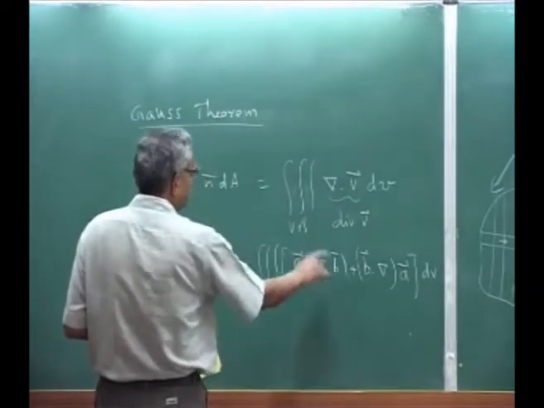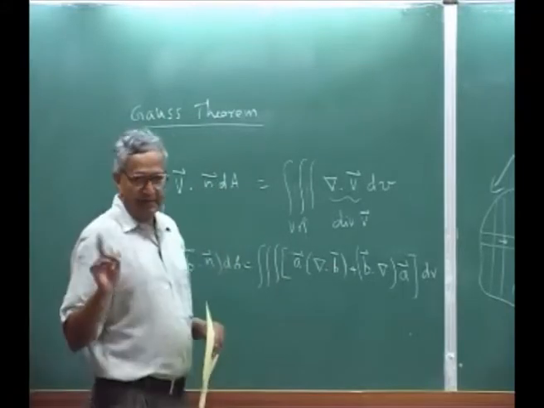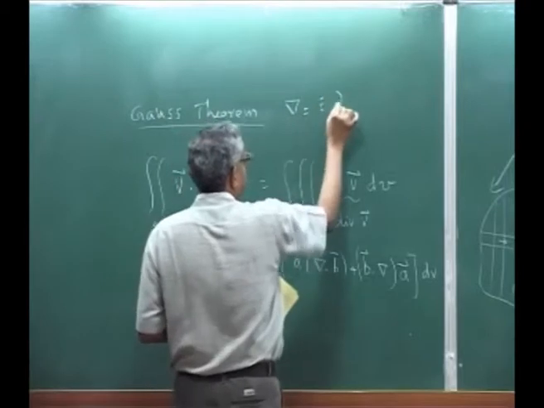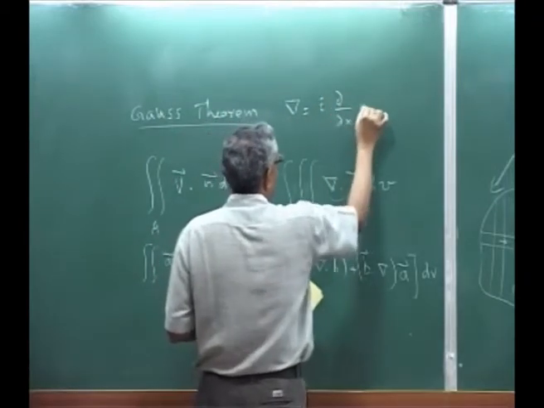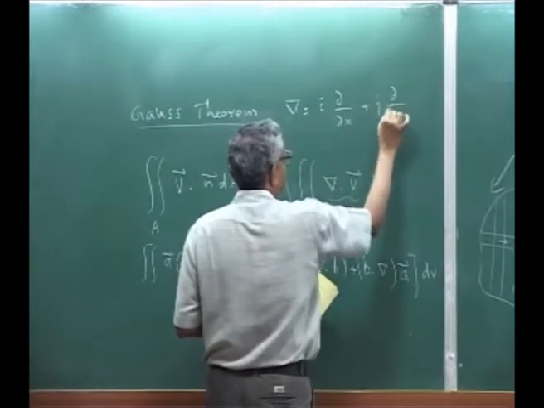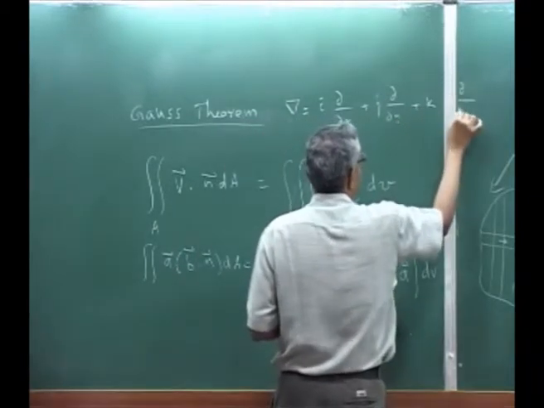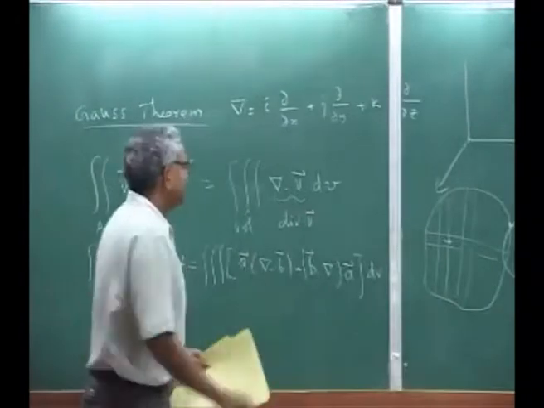Okay. Del operator, you know that it is i delta by delta x, plus j delta by delta y, plus k delta by delta z, that's all. These are all unit vectors.